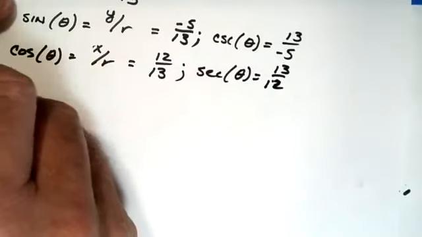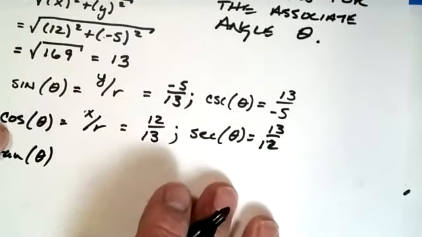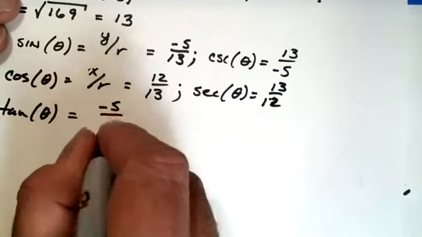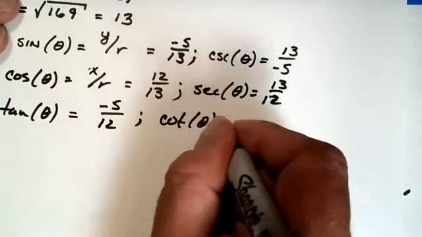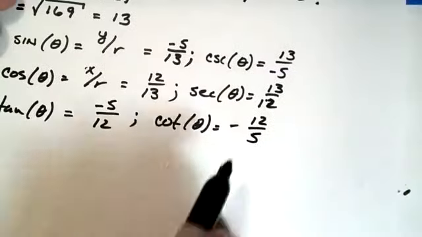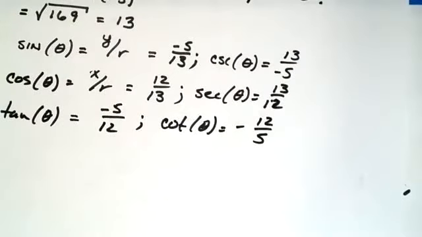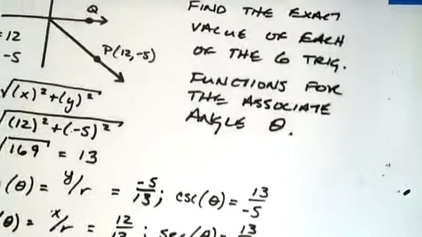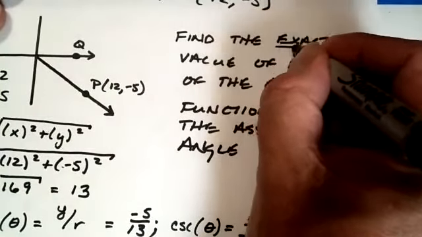And tangent, which is y over x or sine over cosine, however you want to do it, is -5 over 12. So cotangent, which is the reciprocal of tangent, is -12 over 5. I mean, we can put these negative signs out in front or whatever. That's some pretty basic algebra stuff. So let me just focus on this word because sometimes students don't really read this in the syllabus.